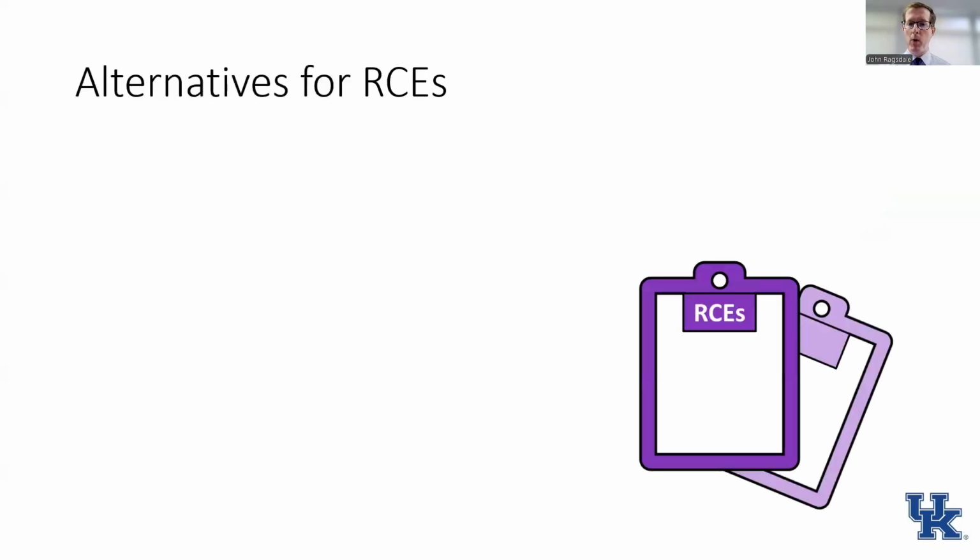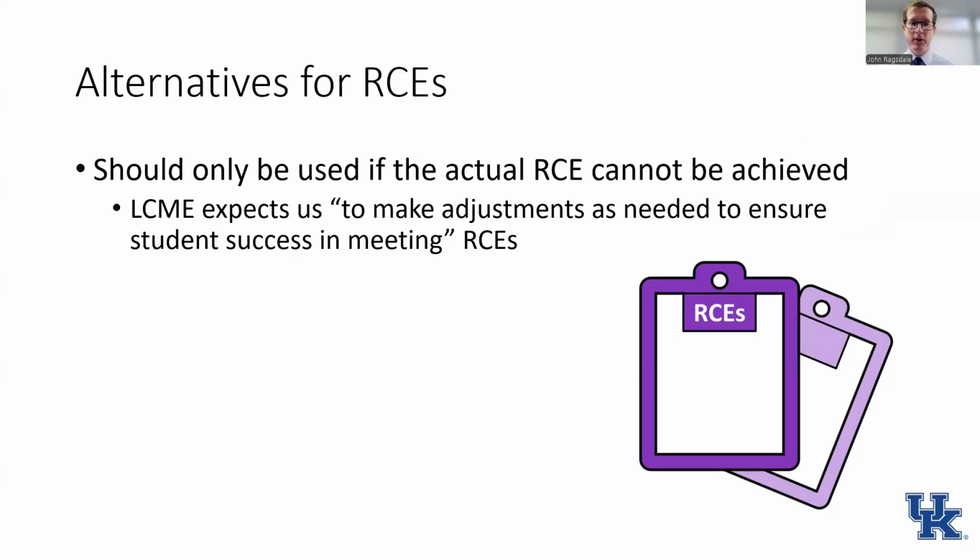So let's talk a little bit more about the alternatives. We have our list of RCEs, but then we also have a list of alternative experiences. And these alternatives should really only be used if the actual RCE cannot be achieved. So they really should be a last resort. If at all possible, we want to get the actual RCE. And that may mean making creative adjustments.